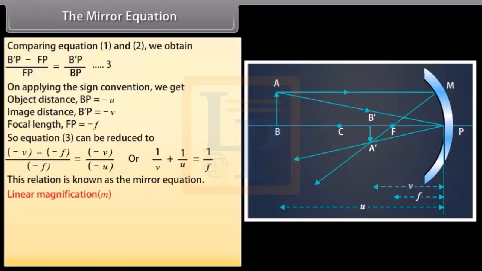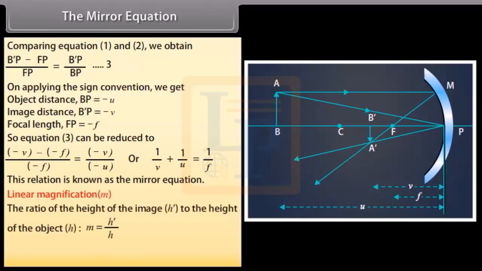Linear magnification m. The ratio of the height of the image h' to the height of the object h, m is equal to h' by h. For the given figure, linear magnification is minus v by u.